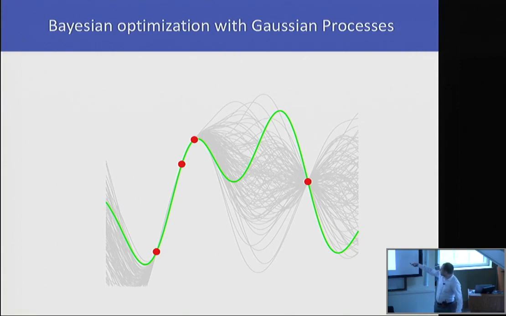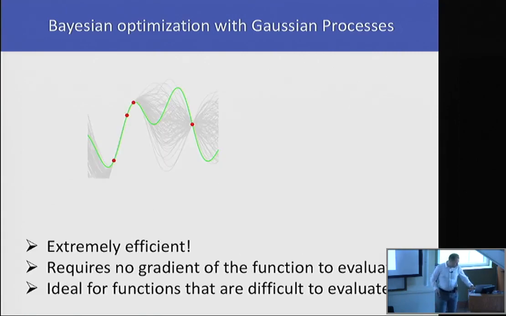So the next evaluation would probably be out here. And this will take you immediately out of that local maximum problem. Okay, and so this algorithm is very efficient. It's extremely efficient, as you will see in the examples that I'm going to show. It requires no gradient of the function to evaluate, so it's ideal for functions that are difficult to evaluate because you need very few evaluations of the functions.